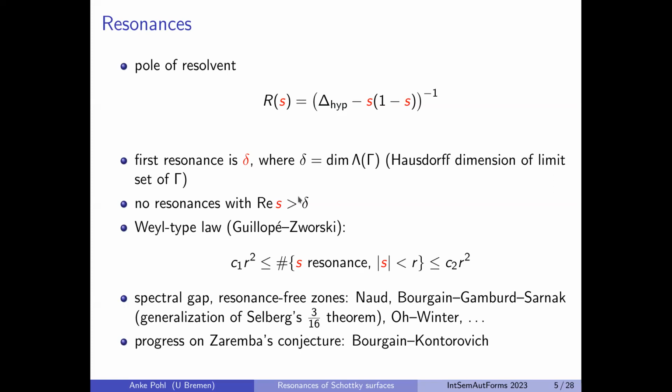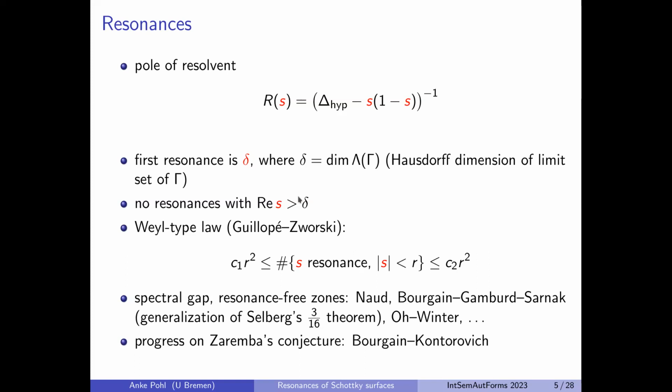The interest in resonances for us coming from number theory is in calculating, for example, spectral gap or resonance-free zones. There's quite a work done by Frederick Naud, and in this work he shows spectral gap situations. He also shows that around this there is a resonance-free zone. This is, for example, used by Bourgain, Gamburd, and Sarnak in their generalization of Selberg's 3/16 theorem.